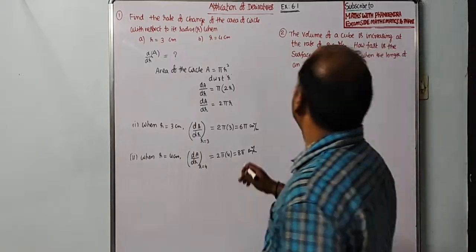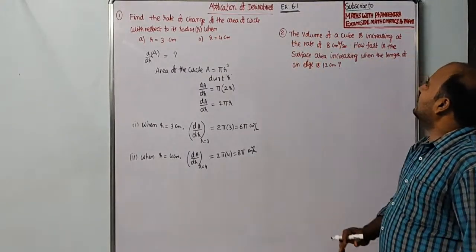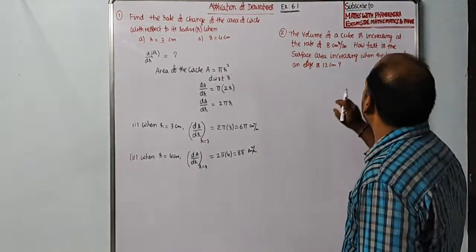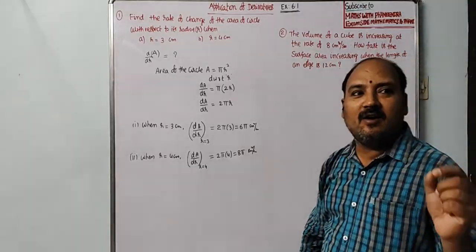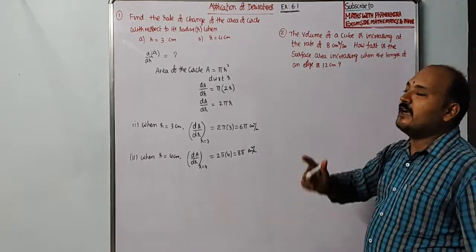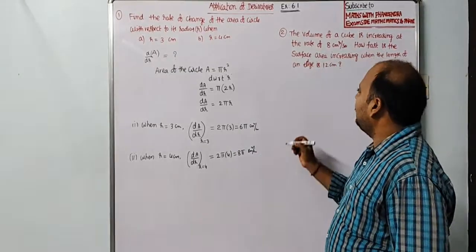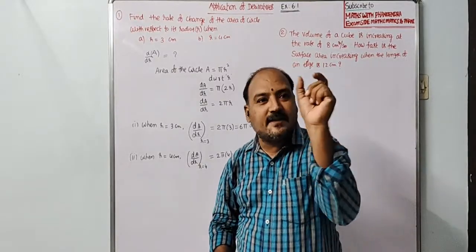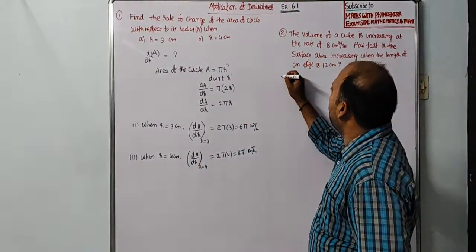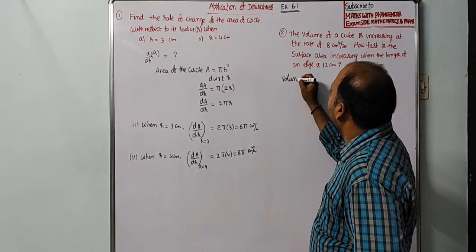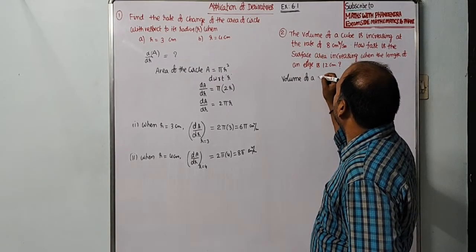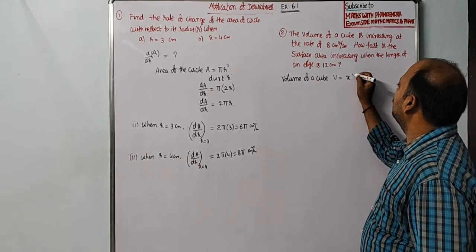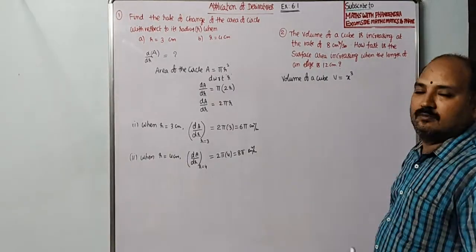The volume of a cube is increasing at the rate of 8 centimeter cube per second. How fast is the surface area increasing when the length of an edge is 12 centimeters? See here, volume of the cube and surface area of the cube when the edge is x centimeters. Volume of a cube V is equal to x cube, where x is the edge of the cube.